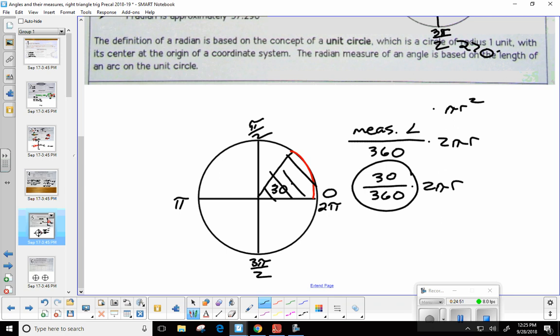Does that look familiar to anybody? Okay, so maybe some, maybe not. That's okay. But yes, that is something we're going to be looking at, not the next lesson, but the one after that, when I look at linear and angular velocity.